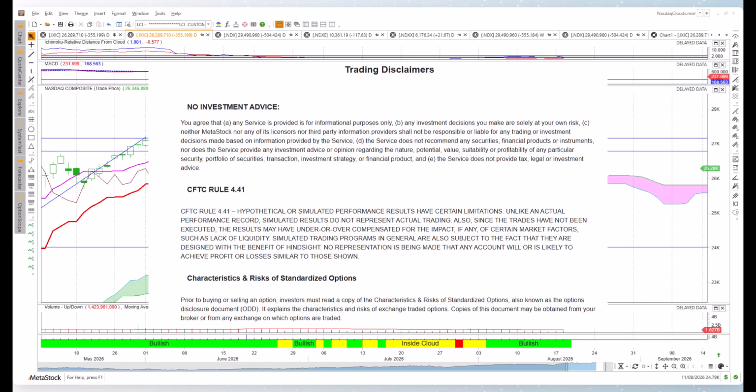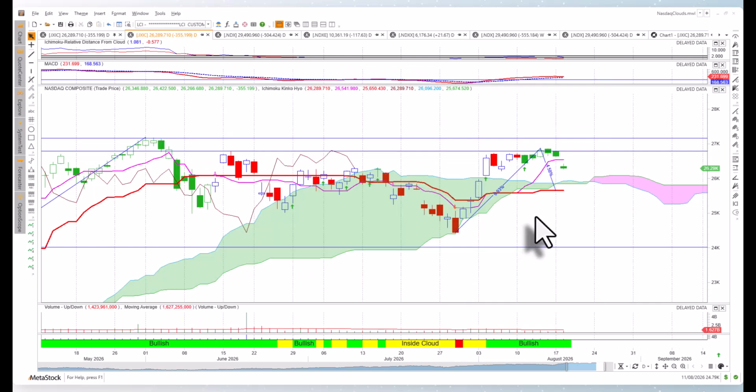Good morning, traders. Richard here, and welcome to today's edition of Ichimoku Cloud Chart market analysis of the Nasdaq Composite Index, Nasdaq 100 Index, Nasdaq Equal Weighted Index, and Nasdaq 100 excluding tech. We're going to keep our fingers on the pulse of the market to see where we're going next.